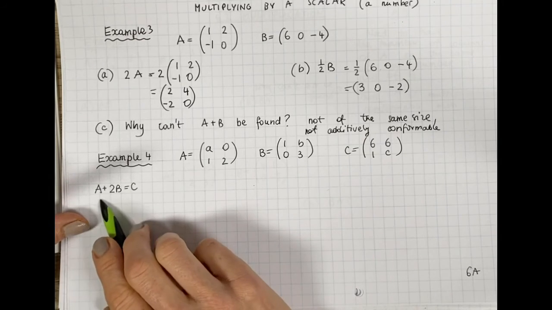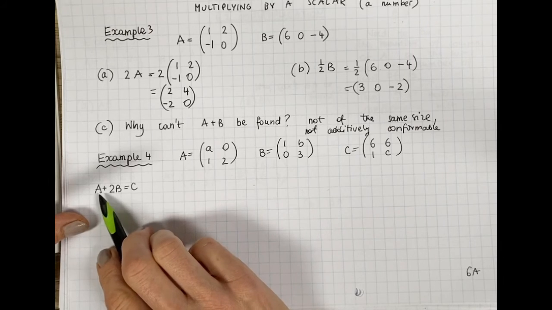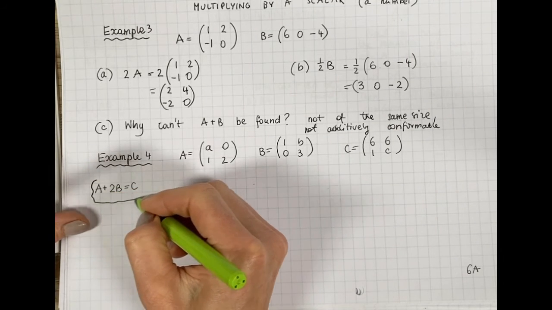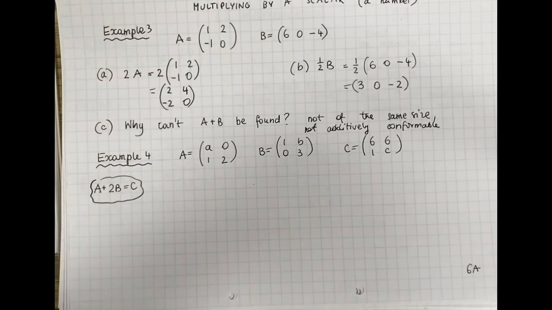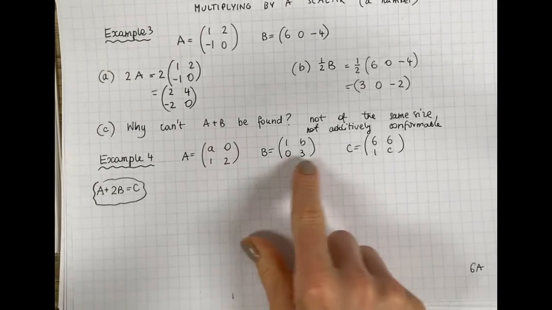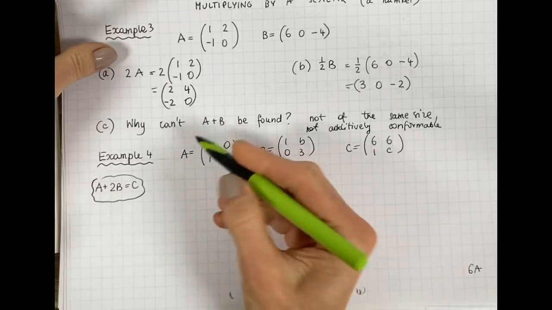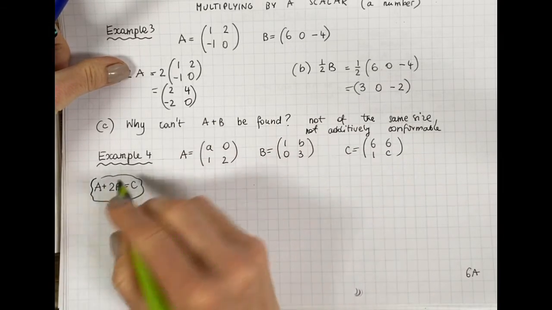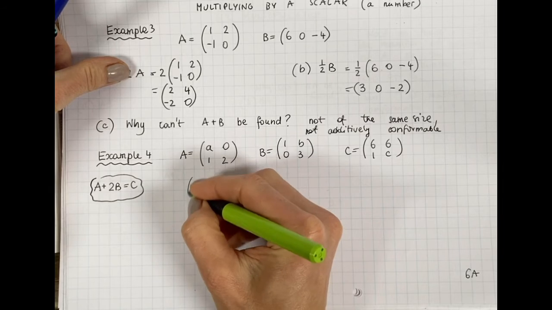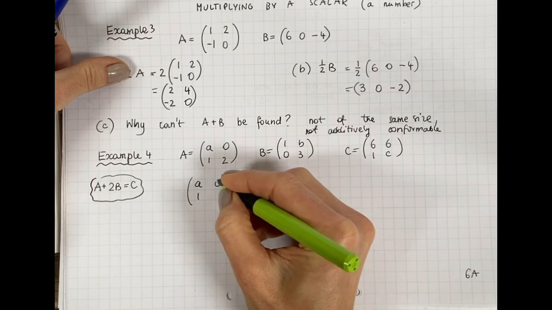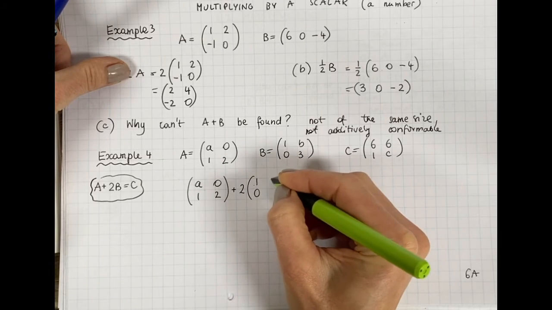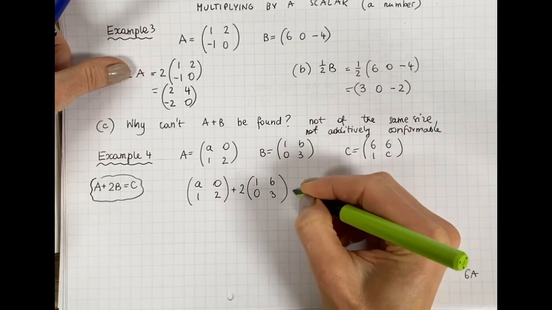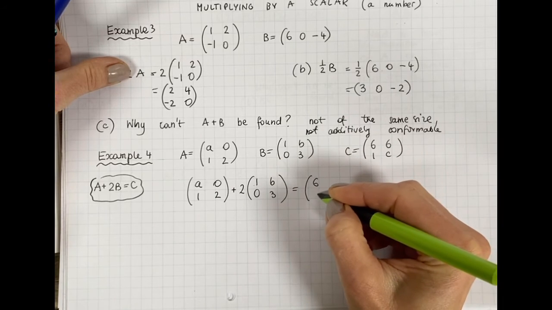Okay, so let's have a look at example 4, and then you'll be ready to do exercise 6A. So here we've been told that if you do A plus 2B, you will be getting matrix C. And using this information, can we find what a, b, and c are? That's little a, little b, and little c. So it's like a puzzle. Let's substitute those matrices into this identity. So it's A, 1, 0, 2, add 2 lots of 1, 0, b, 3, which is matrix B. That must be equivalent to matrix C.